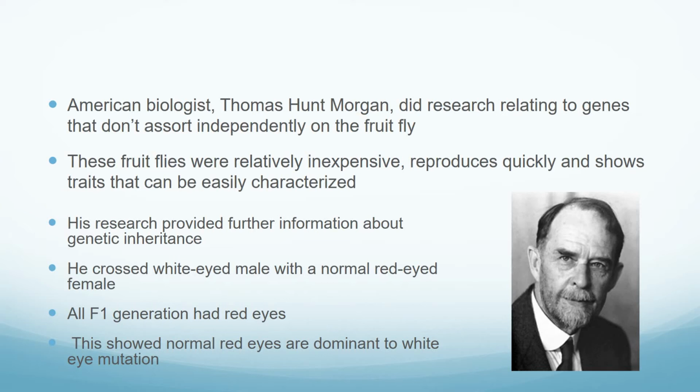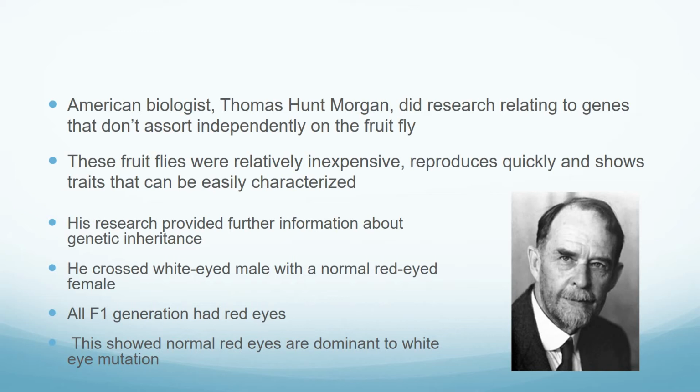He took a white-eyed male and crossed it with a normal red-eyed female. All of the F1 generation had red eyes. This showed that normal red eyes are dominant to the white eye mutation. So very similar to what we did with one trait crosses. One of them was dominant and the other was recessive.